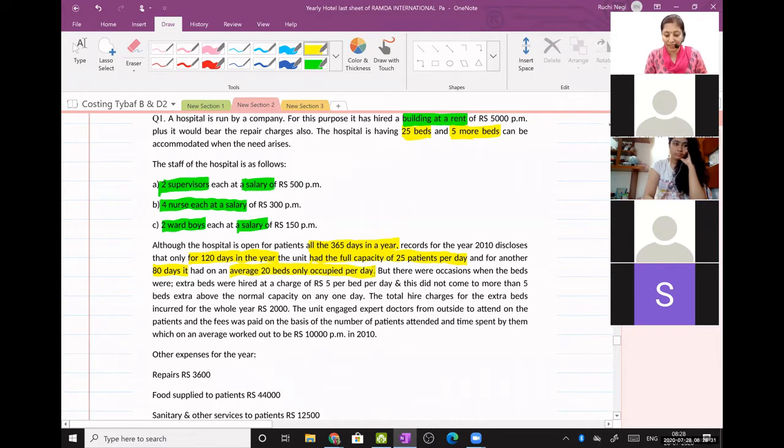For the rest 80 days, occupancy of the bed was how much? It was not 25, it was 80. But there were occasions when they needed extra beds. So extra beds were hired at a charge of rupees 5 per bed day. Can anybody tell me, hire charges of extra beds is which cost? You're paying extra, right? So it's an expense, it's a cost. So hire charges for extra beds which you are putting in the hospital, it is which cost?